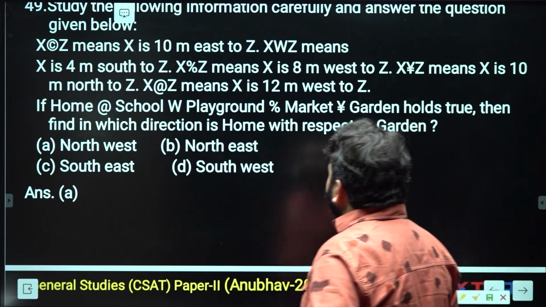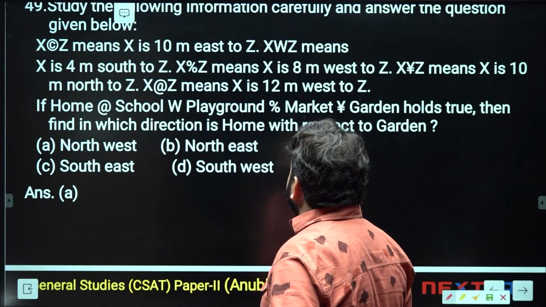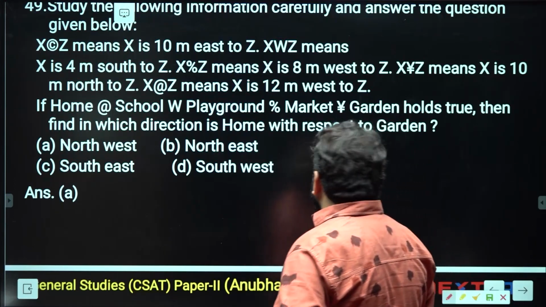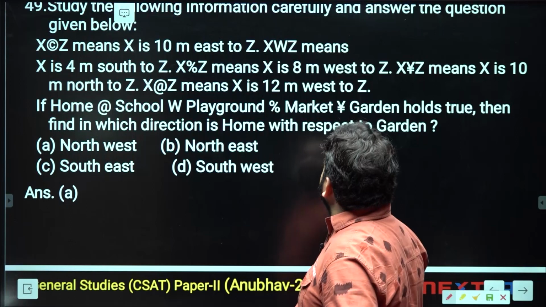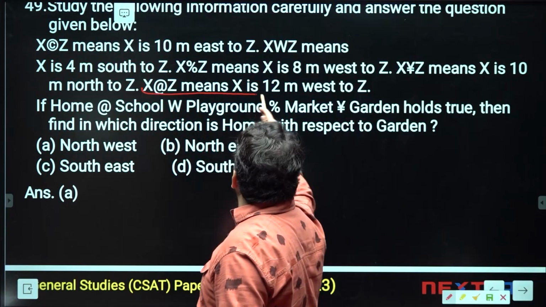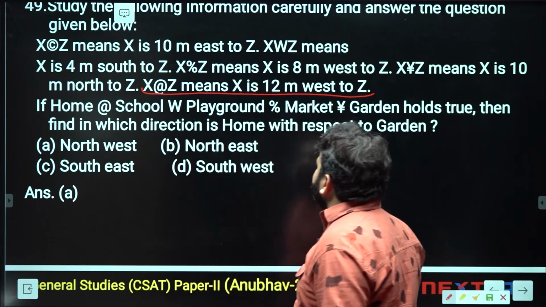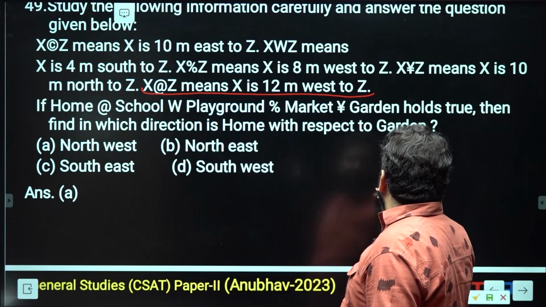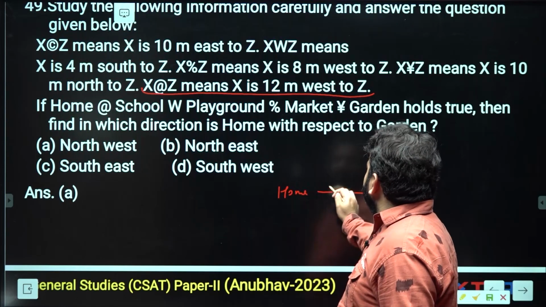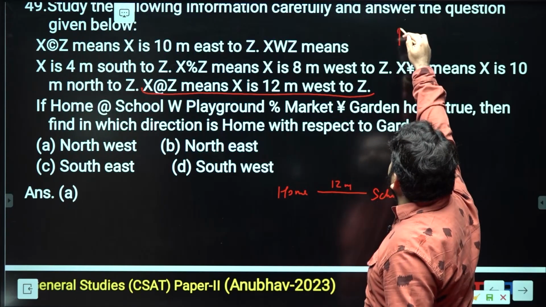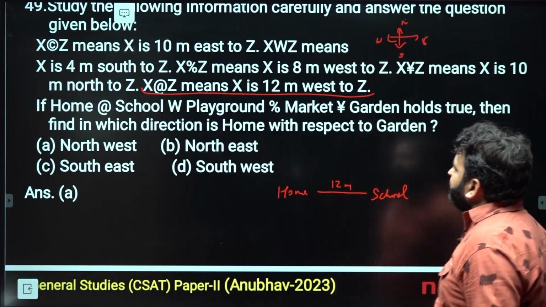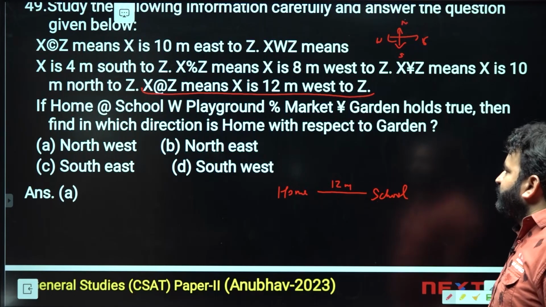If home at the rate school w playground percent market y garden holds true, then in which direction is home with respect to garden. Now look, home at the rate school means home is 12 meter west to school. So if your school is here, home is 12 meter west. I am just taking conventional north, south, east, west. So home is 12 meter west to school.